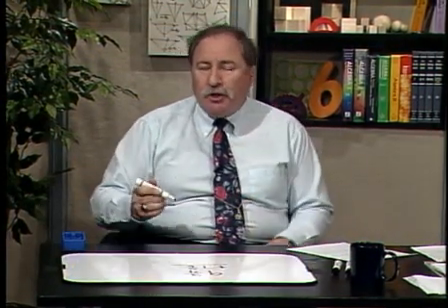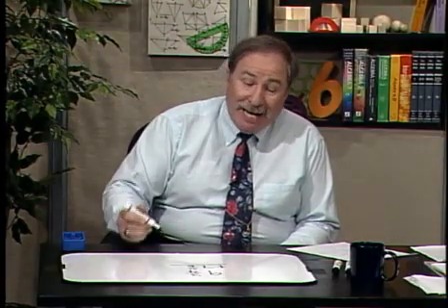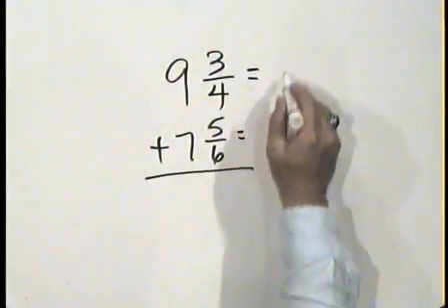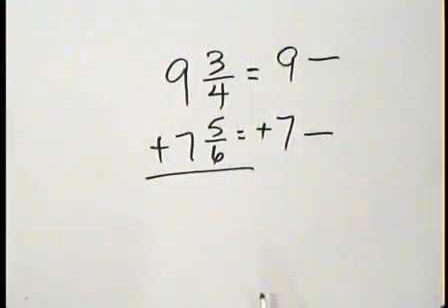Okay. First thing we need to do, the first step in adding mixed numbers or fractions, is to get a common denominator. I'm going to write down the 9 and the plus and the 7. We could use 24, 4 times 6, but I'm going to use the lowest common denominator, which of course is 12.